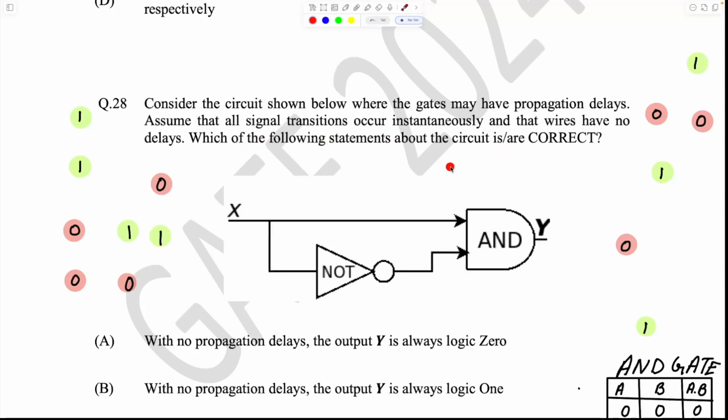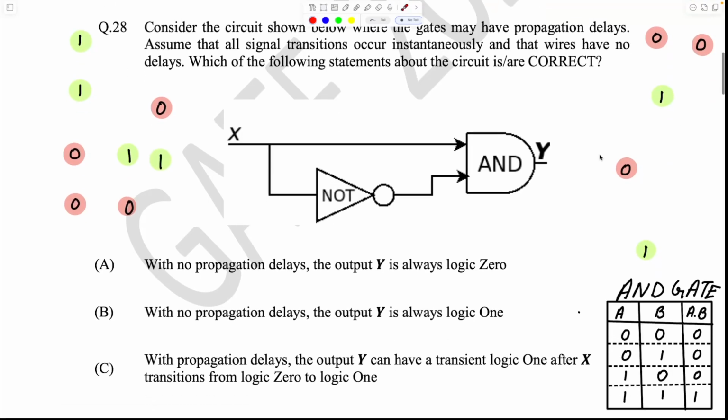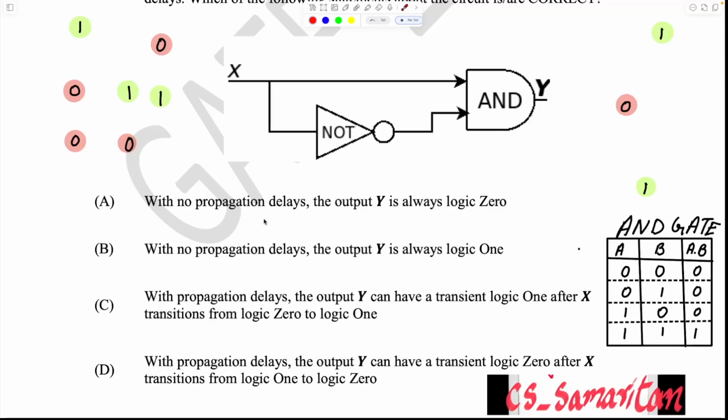This is basically an MSQ type question, multiple select type question, and correct means that we have to select the options which have a truth value true, right? So let's read the options.